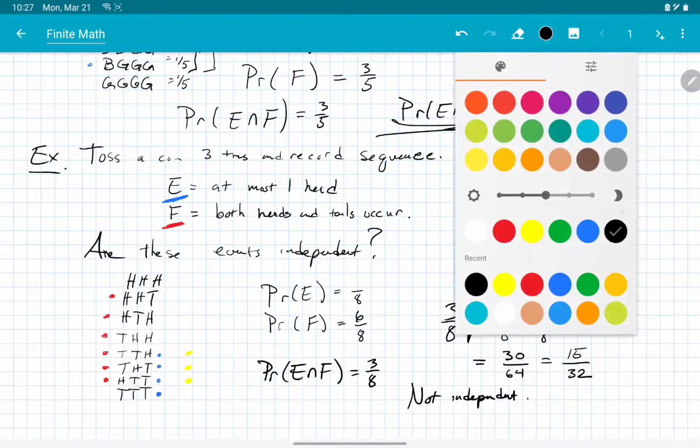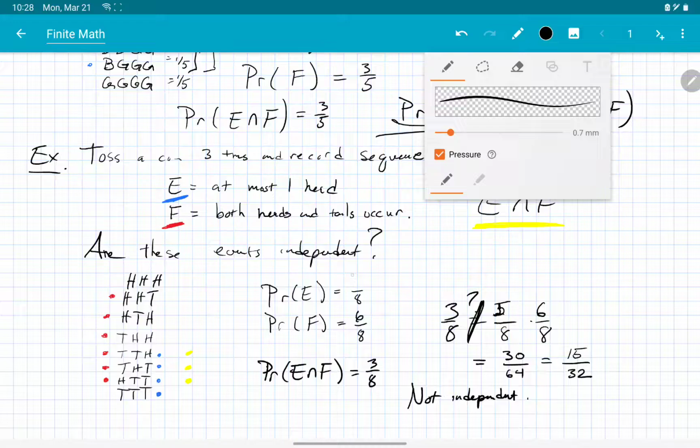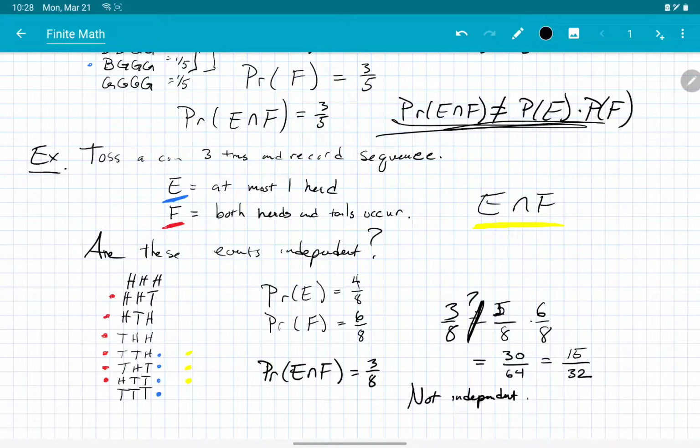So this changes this to 4/8. Okay, so that changes this into 24 out of 64, and that is indeed 3/8. Okay, so these are independent. Thank you. I thought this example was supposed to be independent, and I was getting not independent, so good eye there, Jack. He noticed that the first one that I put the blue dot on is not blue because there's 2 heads. We can have at most 1 head.